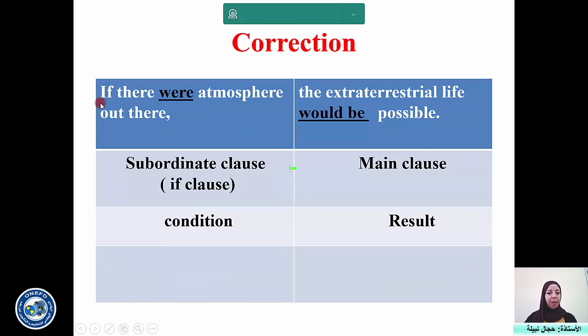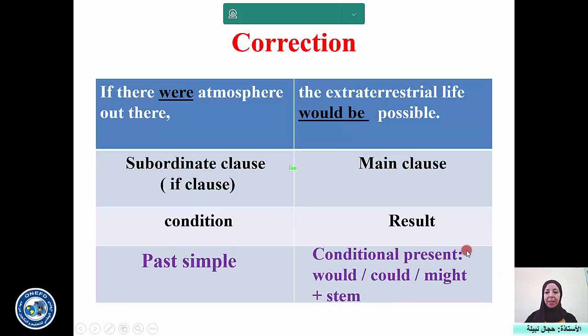Let's correct. So the verb were here is the past simple of to be. And would be, did you guess the tense? It's the conditional present. Would is a modal that is followed by the base form of the verb, to be, by a stem. So this tense, conditional present, is written with would or could or might plus stem.